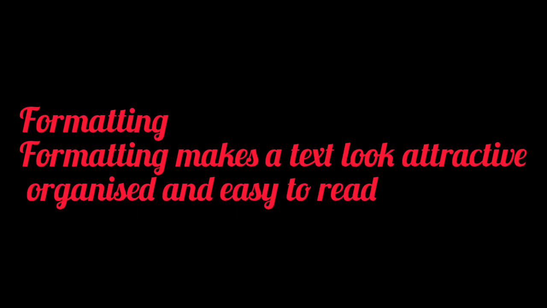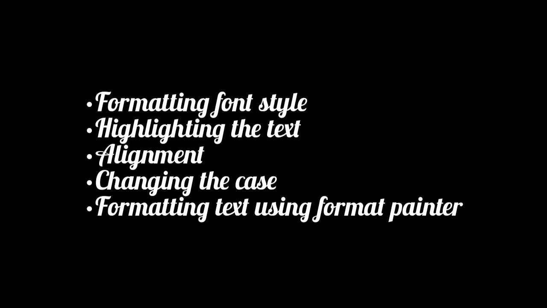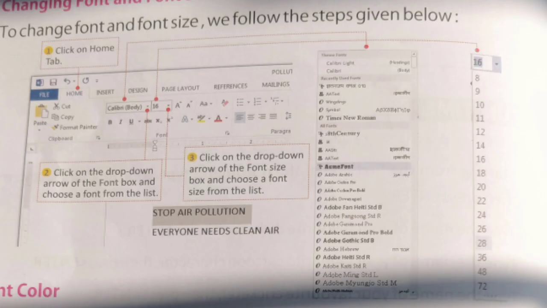We are going to start chapter 7, Formatting in MS Word 2013. Formatting makes a text look attractive, organized and easy to read. In this chapter, you are going to learn about formatting font style, highlighting the text, alignment, changing the case, formatting text using Format Painter.